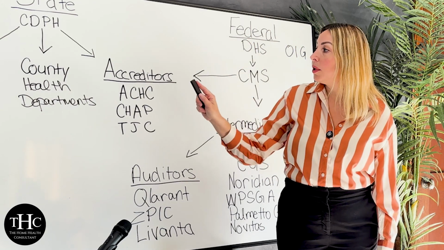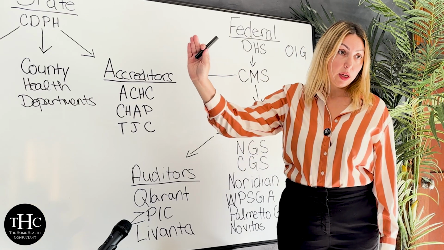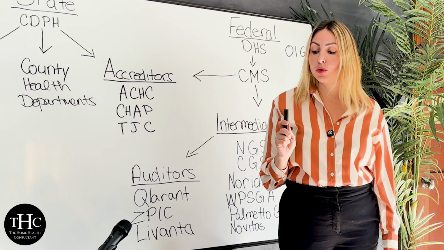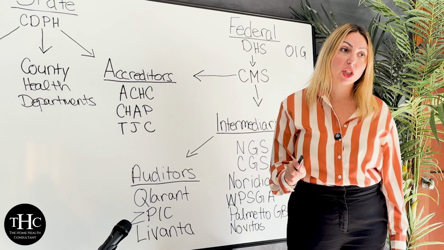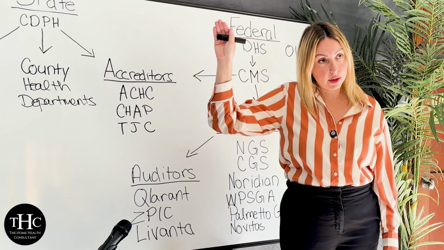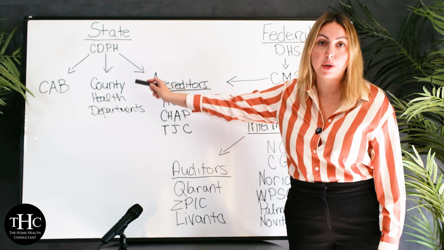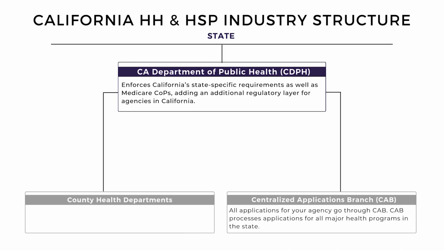Now, CAB and CDPH are all audited by the governor's office. That's why it's very hard to overturn a denial of an application, because it falls under audit of the governor's office. Now, besides CAB, we also have the various county health departments. This is the Los Angeles County Health Department, Orange County Health Department, Ventura County, whatever. Every county has their own health department. They are essentially in charge of the surveying of the state.